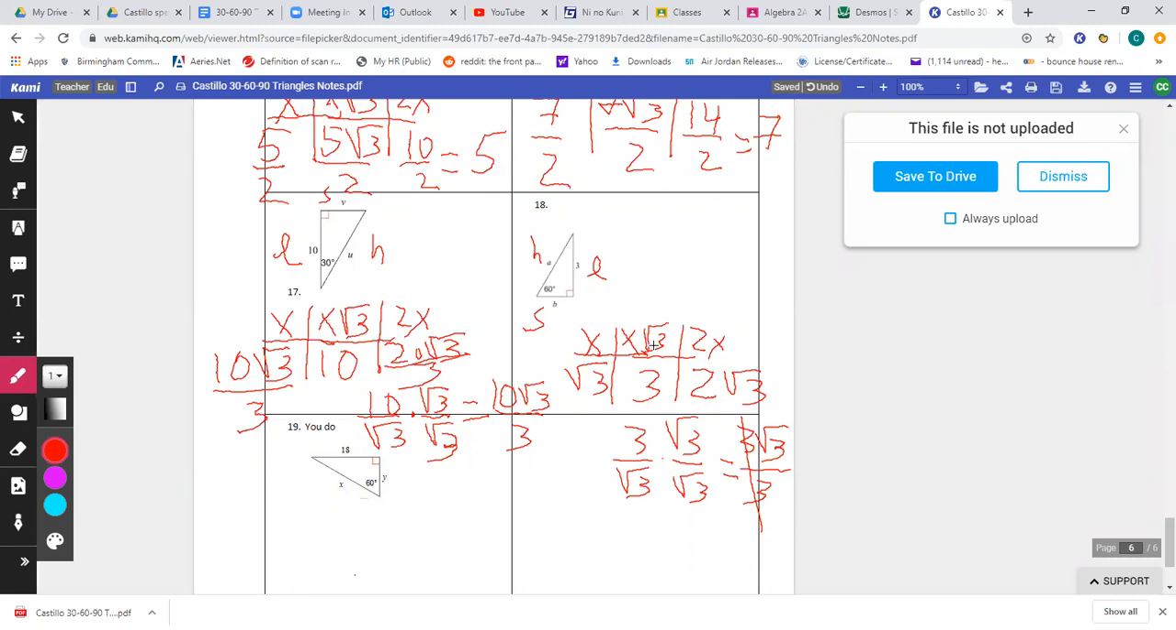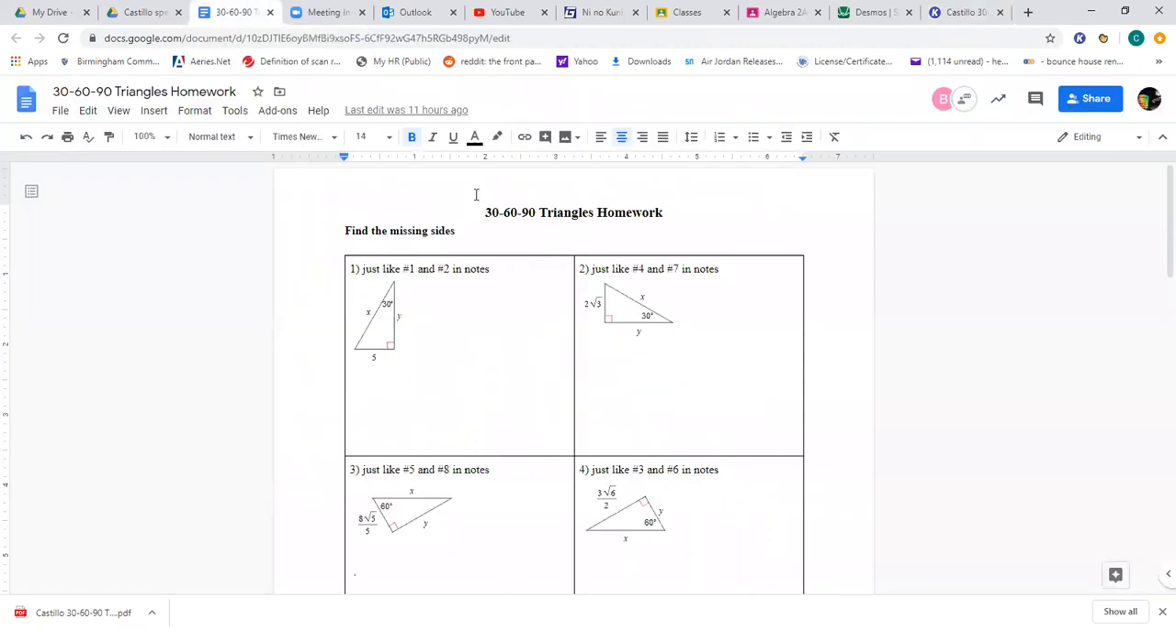Okay, so it's about 2 o'clock, so I'm going to end it. A couple of things. You should be able to really do the homework. If you haven't seen how the homework looks like, I even told you what to do. Look, this is the homework. And I tell you for each problem which one to look up in the notes. This one is just like number 1 and number 2 in the notes. Number 2, this is just like number 4 and number 7 in the notes. Number 3, it's just like number 5 and number 8. So you know where to look in your notes to do the homework. Okay? So get this done.